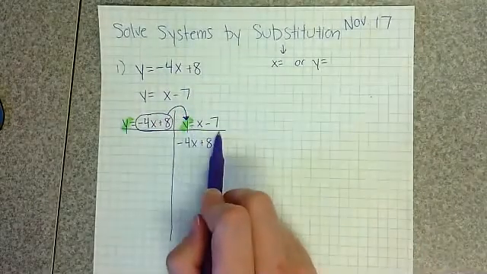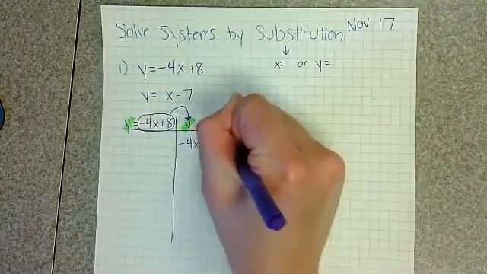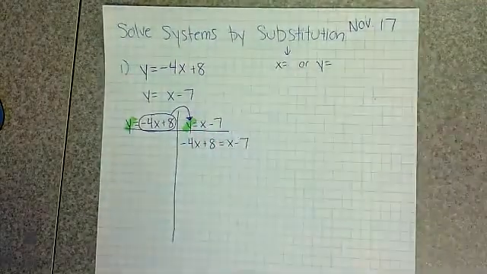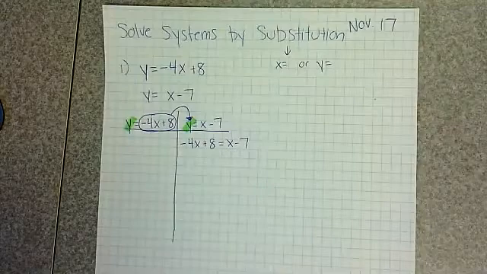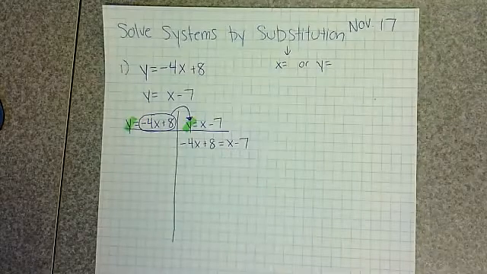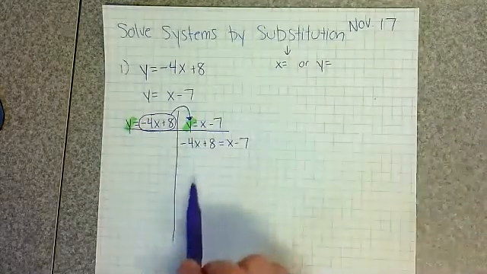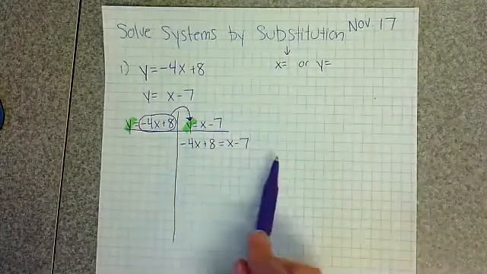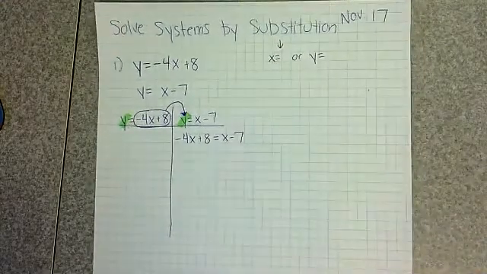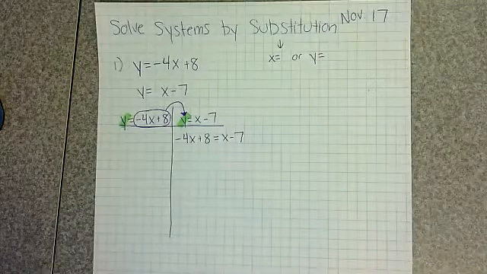And now I'm going to write the rest of the equation. So equals x minus 7. What can I answer so far? This is the hardest part, the substituting in. Are there any questions that I can answer?